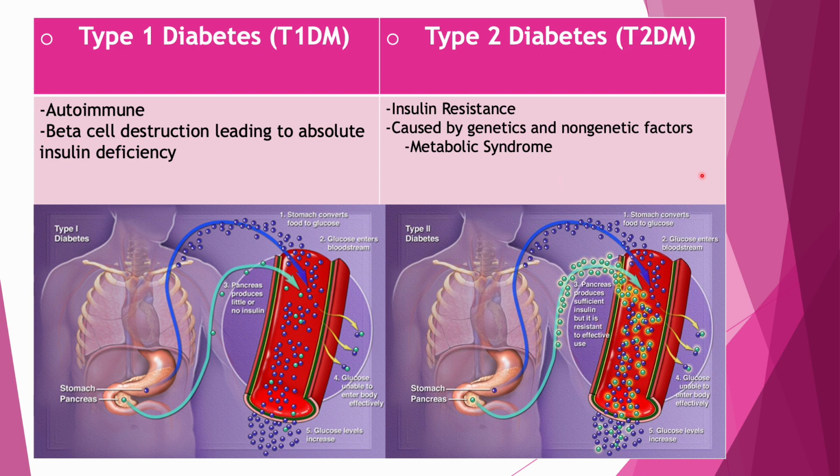You do have insulin being produced, but the cause can be genetic or non-genetic factors that cause that insulin resistance to develop, and this can be caused by obesity, physical inactivity, something we call metabolic syndrome. It's factors that affect the metabolism, such as obesity, high blood sugar, hypertension, and hyperlipidemia.